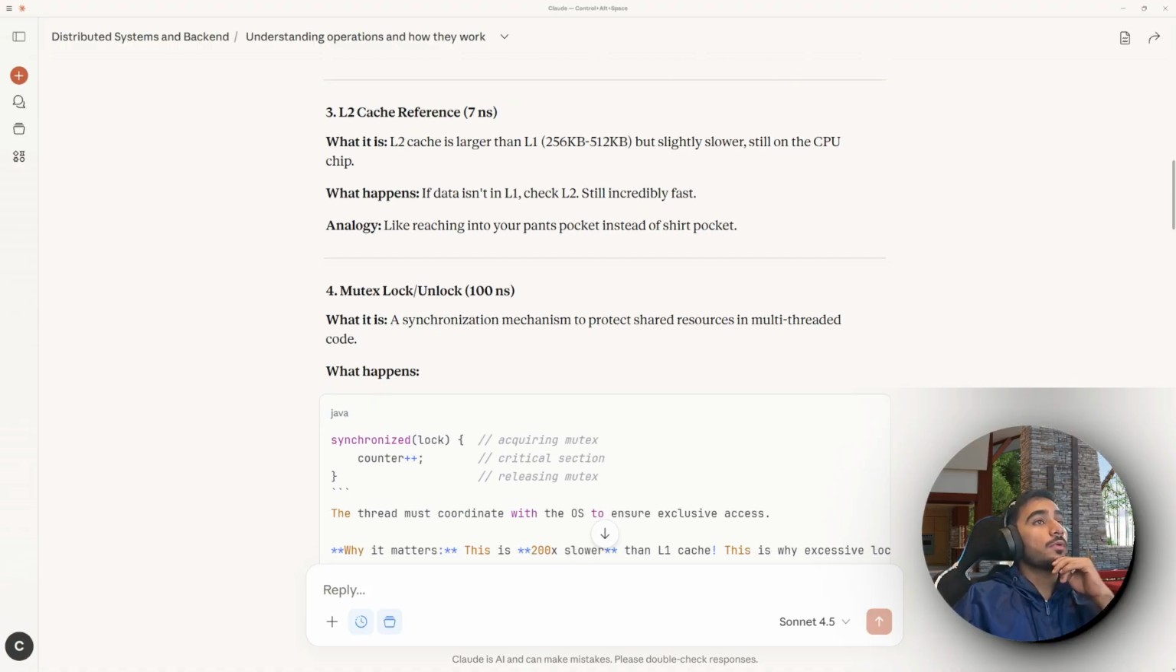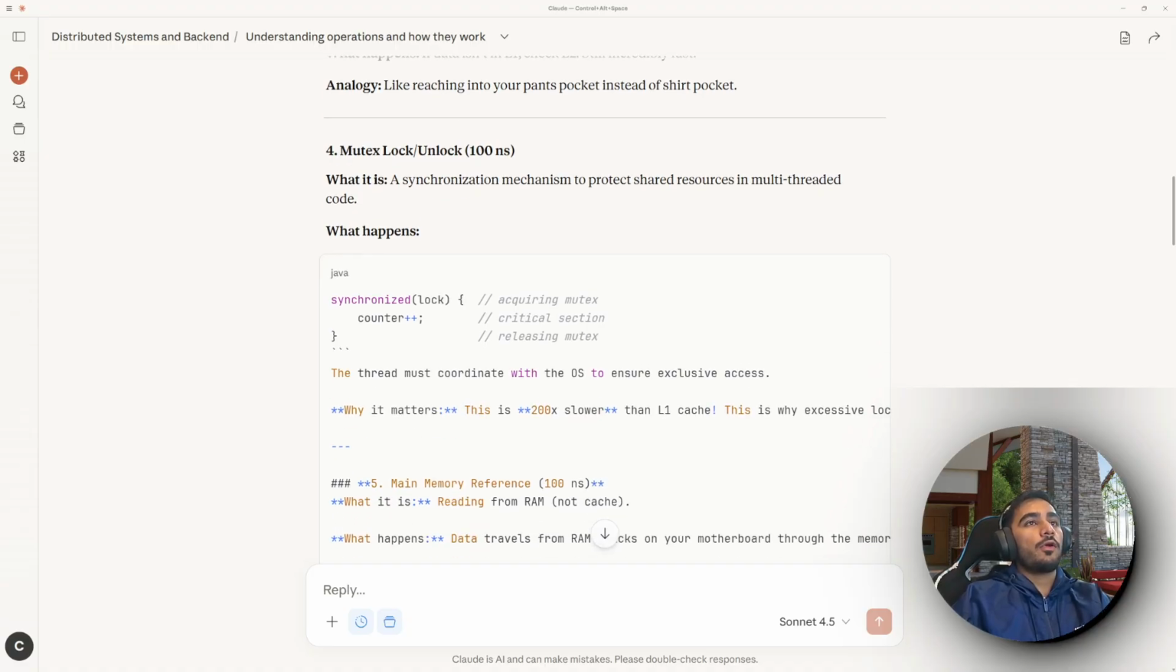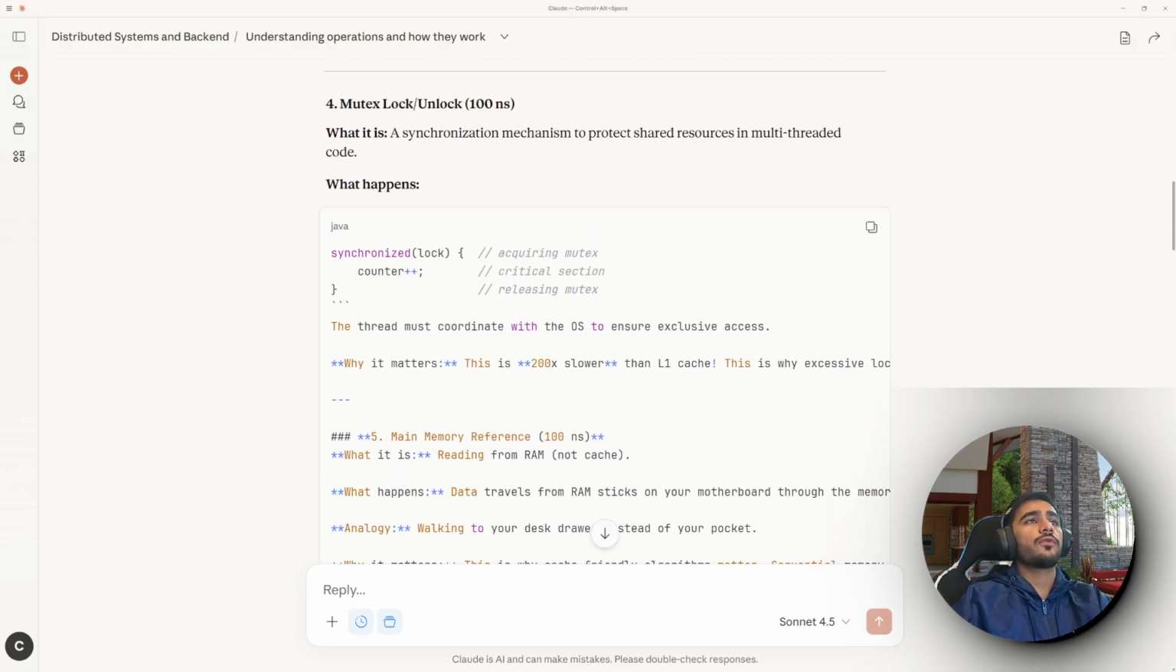Okay, moving on. Mutex lock and unlock, what it is. A synchronization mechanism to protect shared resources in multi-threaded code. So there is an analogy. There is a synchronized lock: acquiring the mutex, then we do the critical section, whatever logic we want to execute in our code, and then we release the mutex safely so that other threads can use it. The thread must coordinate with the operating system to ensure exclusive access.